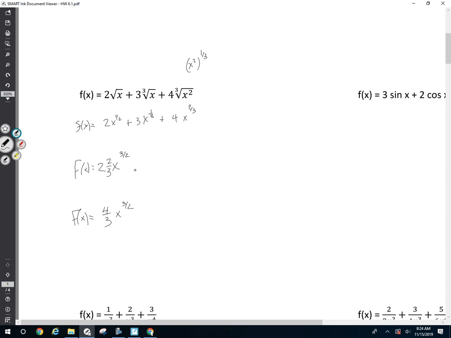Here, 1/3, I have to add 3/3. So this becomes x to the 4/3, then multiply by the reciprocal. Then we can multiply that 3 and the 3/4 to give us 9/4. 3 divided by 1 times 3/4, 9/4.